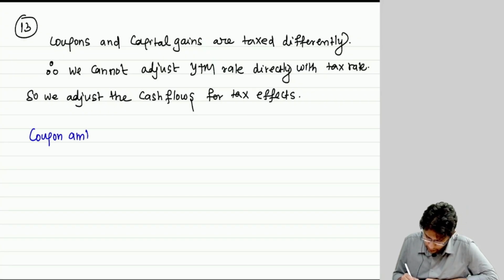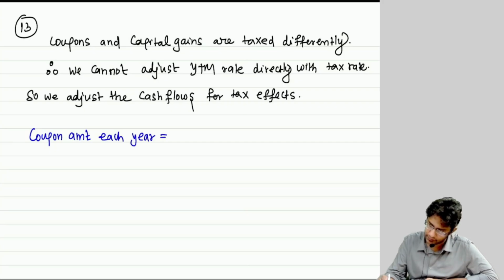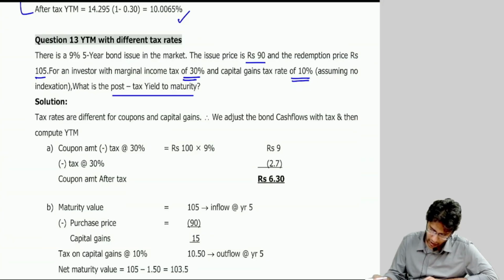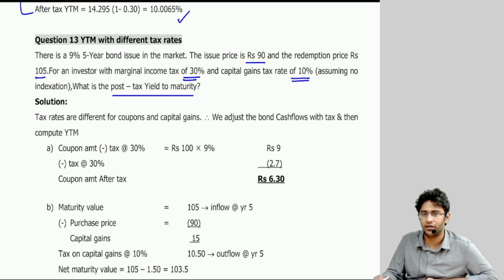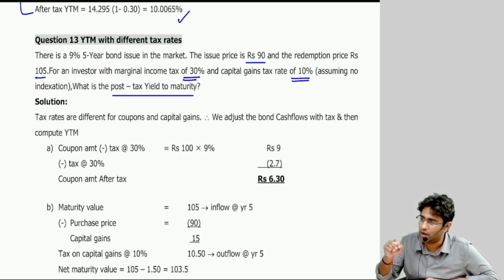Coupon amount each year. Check once whether it is an annual bond or a semi-annual bond. Annual bond only. So what's the face value? Face value is not given. Not given means you assume. The market price of the bond is 90, so the face value will be around 100 rupees only. Questions sometimes will not give it like that.